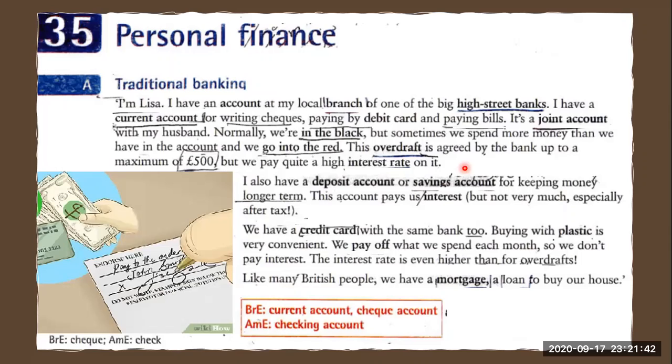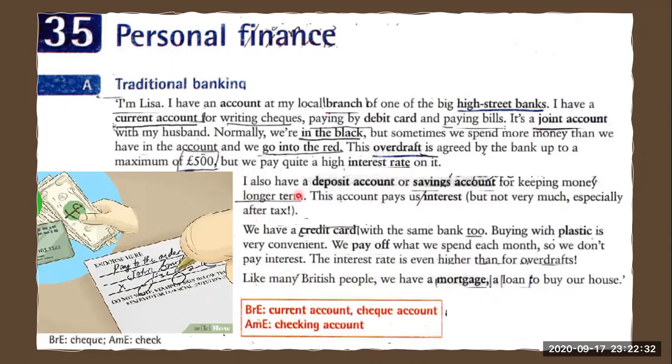She says that she also has a deposit account or savings account. This is probably the ones we use the most here in Ecuador, savings account, for keeping money longer term. This account pays us interest, but not very much, especially after tax. They also have a credit card with the same bank too. Buying with plastic means buying with credit card. It's very convenient. We pay off what we spend each month, so we don't pay interest. The interest rate is even higher than for overdraft. Like many British people, we have a mortgage, a loan to buy our house.